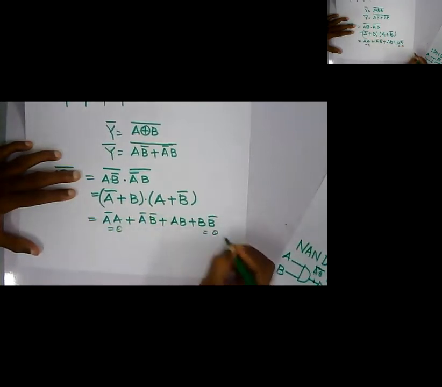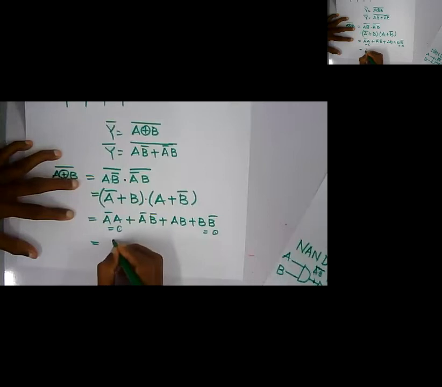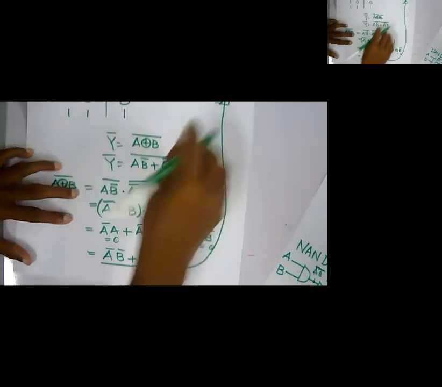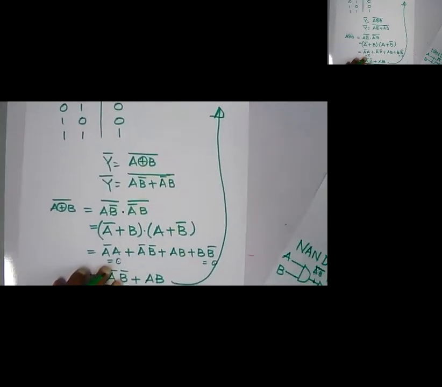Again, B dot B bar is also 0. So I can write it as A bar B bar plus A B, right? Which is the same thing. So we have verified that A bar B bar can be written as A B bar using simple Boolean expansion and applying Boolean functions.